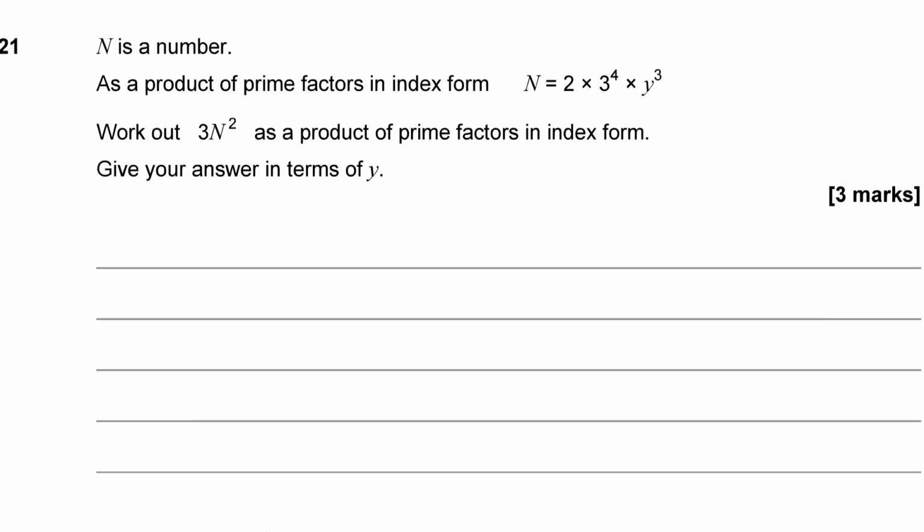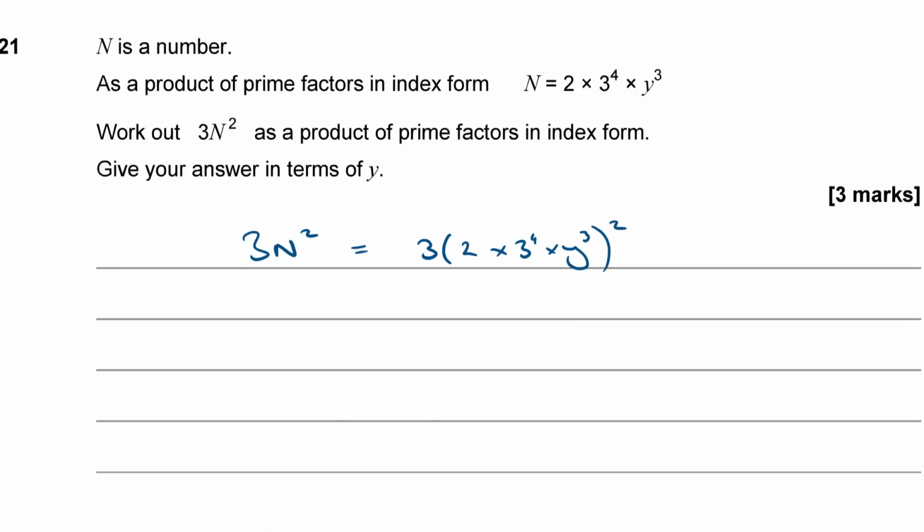Okay. Right. Question 21. N is a number. As a product of prime factors in index form, n is equal to 2 times 3 to the power 4 times another number y to the power of 3. Work out 3n squared as a product of prime factors in index form. Give your answer in terms of y. Okay, so we know that n is 2 times 3 to the 4 times y to the 3. So if I want to work out 3n squared, I'm going to take n and multiply it by 3. So 3 lots of 2 times 3 to the power 4 times y cubed. And then I'm going to square it.